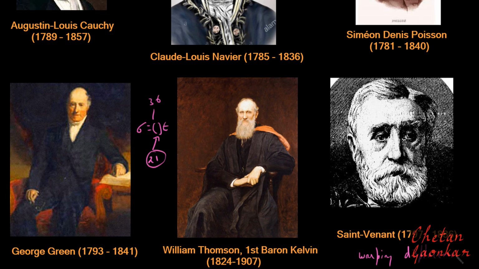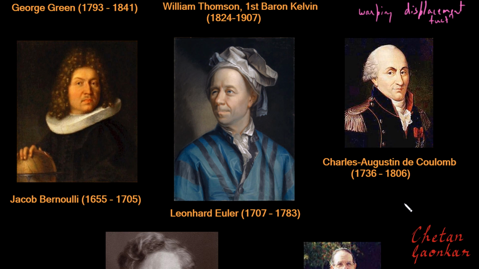Warping displacement function. And this helped to solve many torsional and transverse loading beam problems. Because of these findings of Saint Venant, Bernoulli, Euler and Coulomb were helped in understanding the approximations inherent in the simple beam theory. And that is how they came up with the Euler-Bernoulli beam theory, for which they took the help of Saint Venant's findings. So this basically led to the development of the Euler-Bernoulli beam theory.